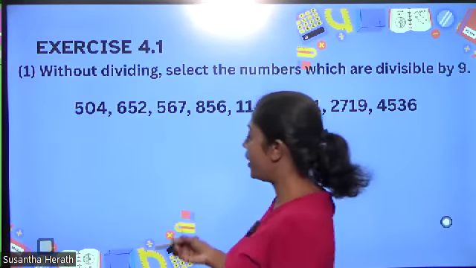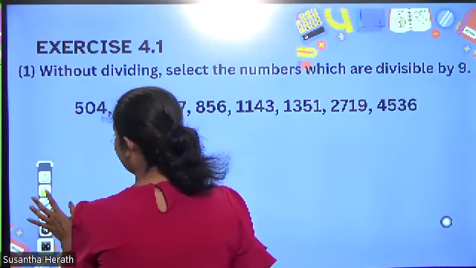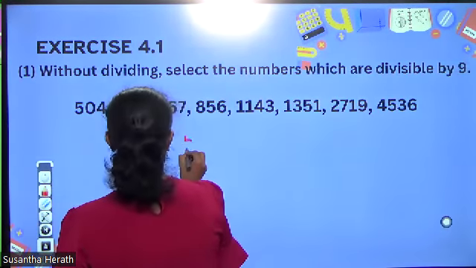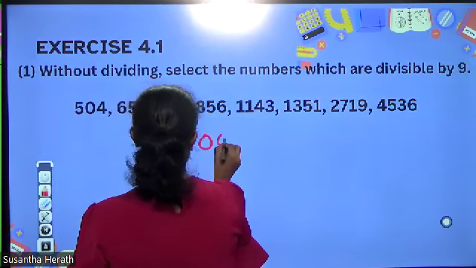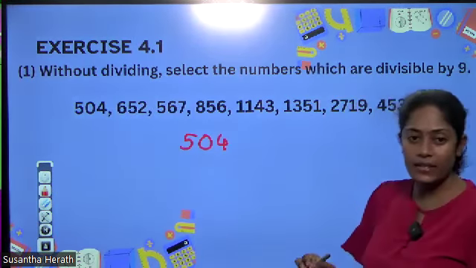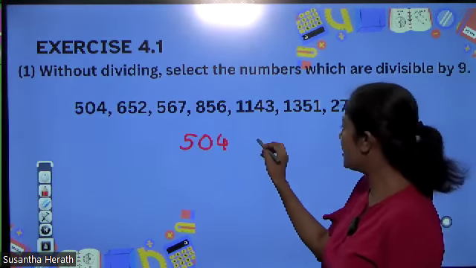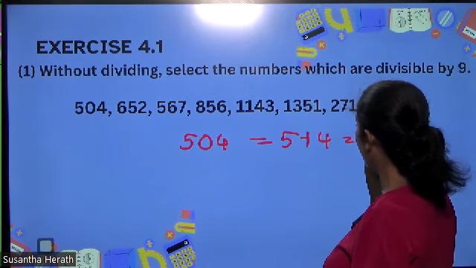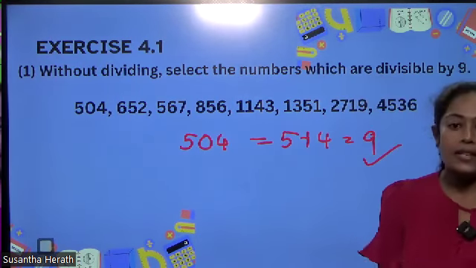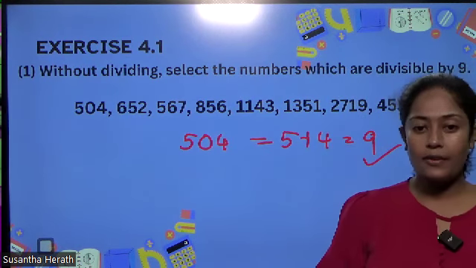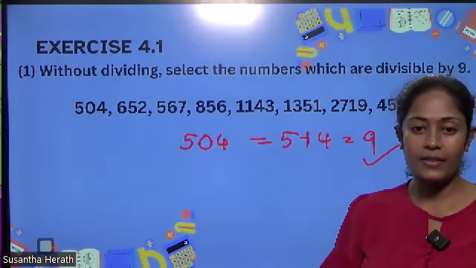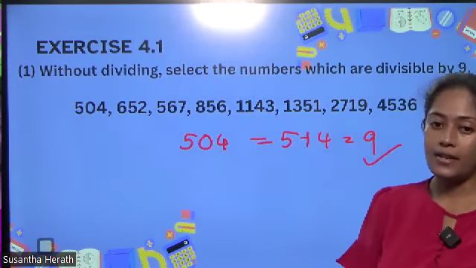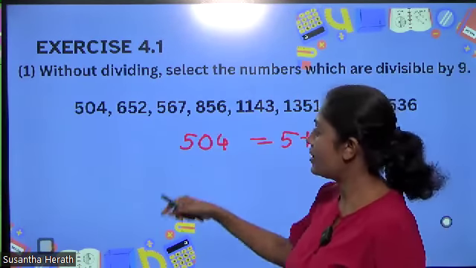Here 504. I'll do the first one for you, right? 504. So we can find the digital root. What is the digital root? 5 plus 4, digital root is 9. Then this one is divisible by 9 and also a factor of 9. Then this is divisible by 9. So you have to check the other numbers also.